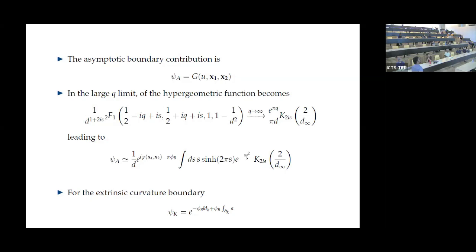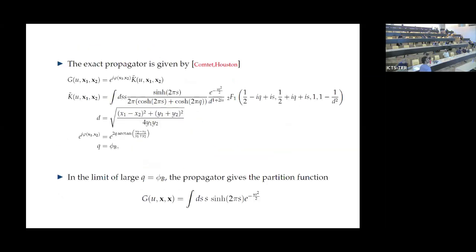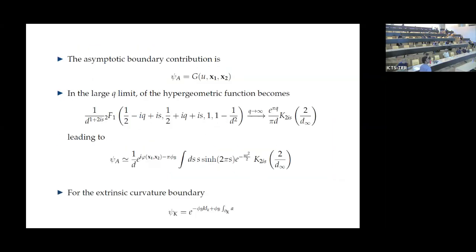The asymptotic boundary propagator is just the one that I showed before, and all we have to do is take the asymptotic limit of this propagator. Okay. In the large Q limit, there is a nice limit of this hypergeometric function. It will become a Bessel function of some particular order which depends on this parameter S, which is to be integrated over in the wave function, and it depends on D, which is actually related to the geodesic distance between the two points, and D infinity is just the large asymptotic limit of this quantity D.